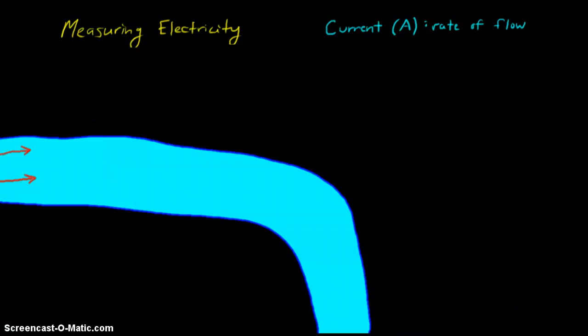So just to summarize, current is measured in amps, with a capital A, and that's just the rate of flow. How many electrons are moving by you, how many coulombs of electrons are moving by a certain point every second. So that's the rate of flow.